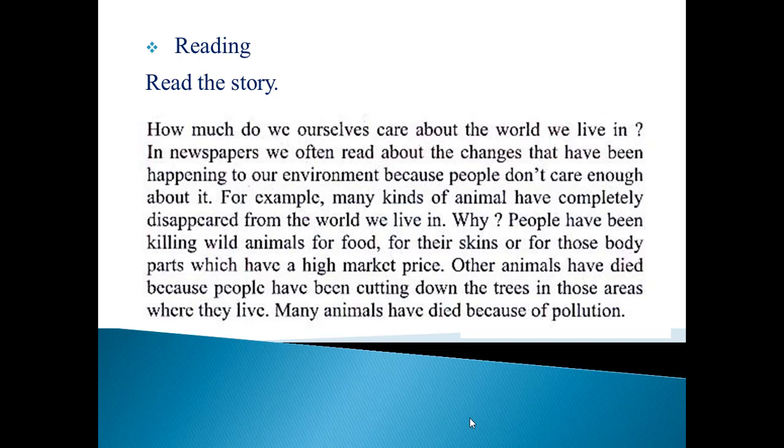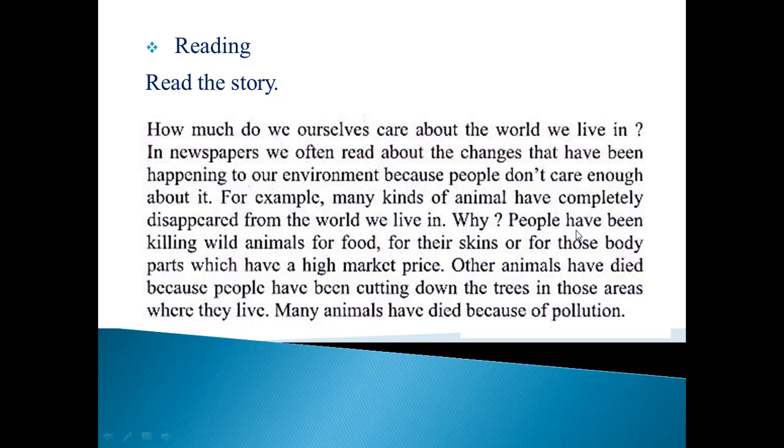Let's move on to reading. So let's read this story together. How much do we ourselves care about the world we live in? In newspapers, we often read about the changes that have been happening to our environment because people don't care enough about it. For example, many kinds of animals have completely disappeared from the world we live in.